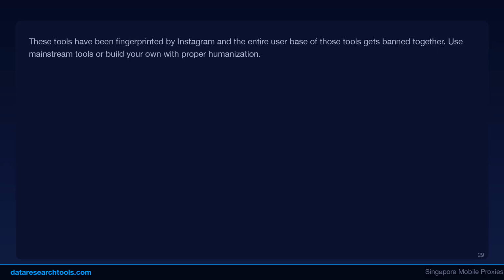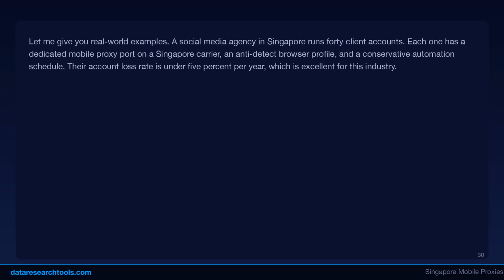Another pitfall is running automation that is too aggressive, too fast. Instagram tolerates a small amount of automation if it looks human. It does not tolerate the same script firing 200 follow requests per hour on a new account. Pace your tools, start small and scale up over weeks.